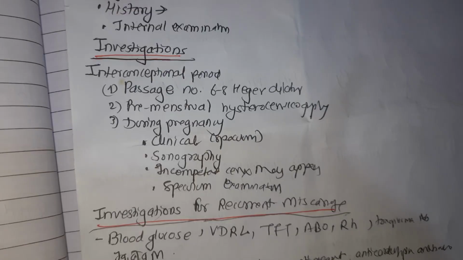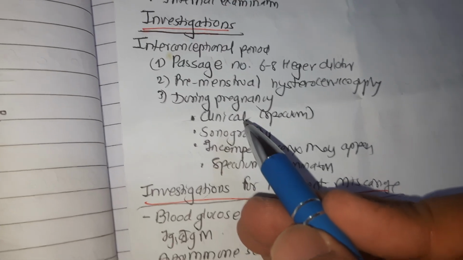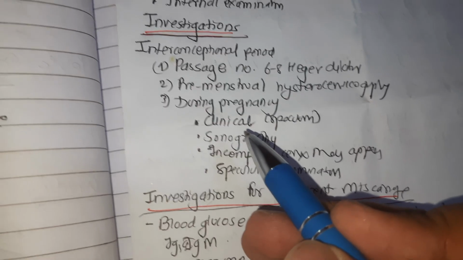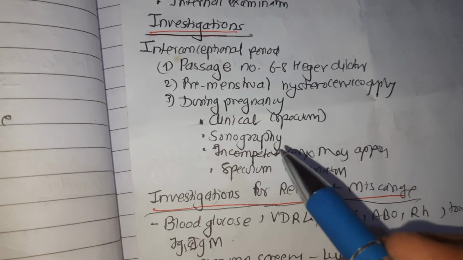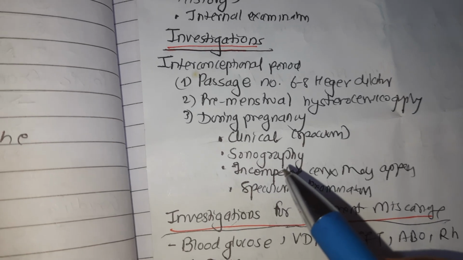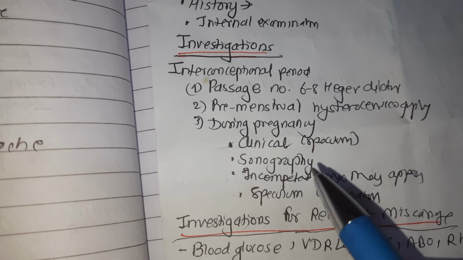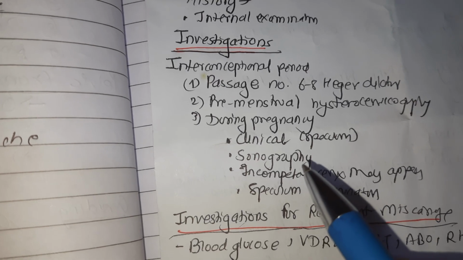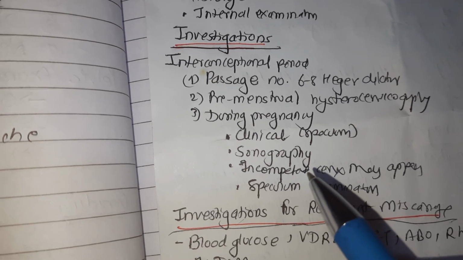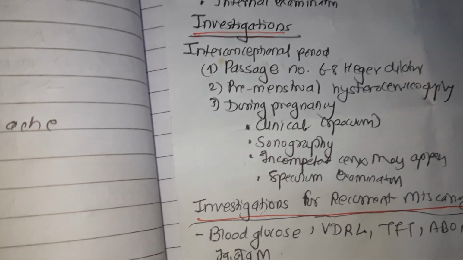So the diagnosis during pregnancy includes the clinical speculum examination. There is painless cervical shortening and dilatation. The sonography shows a short cervix of less than 25 mm and funneling of the internal os of more than 1 cm. An incompetent cervix may appear Y-shaped, V-shaped, or U-shaped, and speculum examination shows dilatation of the internal os with herniation of membrane.